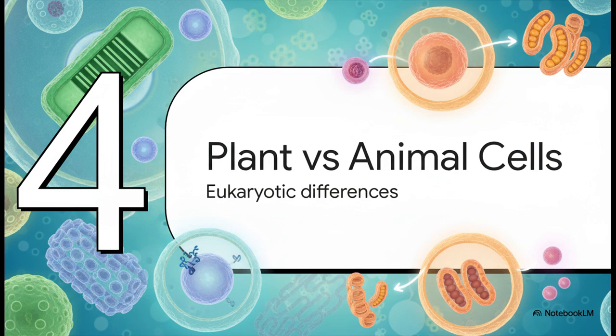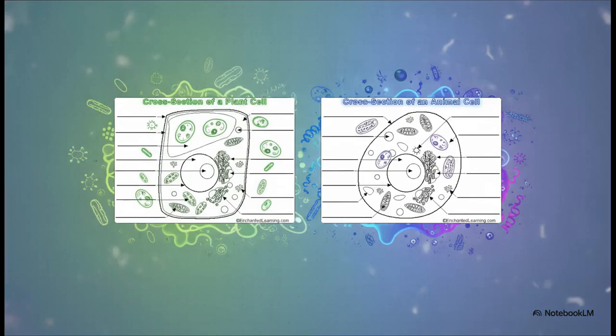All right, Section 4. Plant versus animal cells, eukaryotic differences. Comparing these cross-sections side by side, you can immediately spot the difference in their overall vibe and shape. The plant cell is really rigid, squarish, and rectangular.